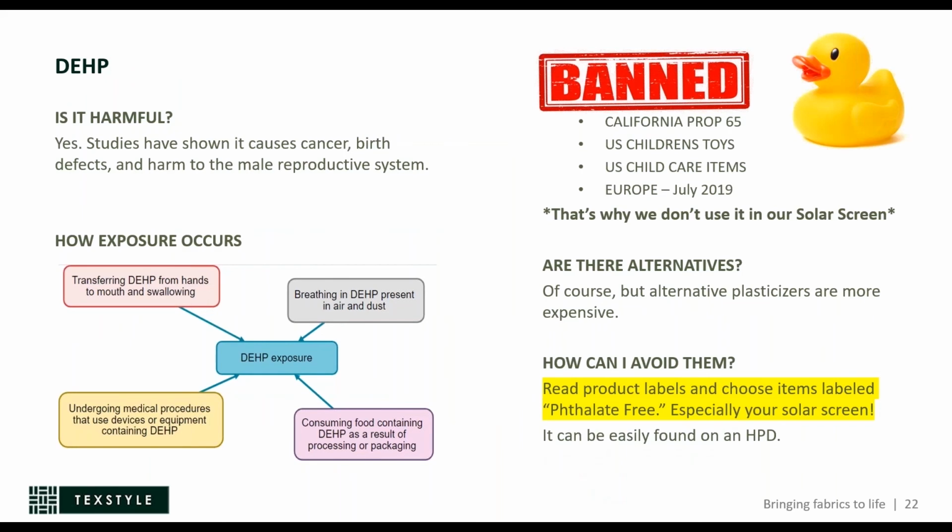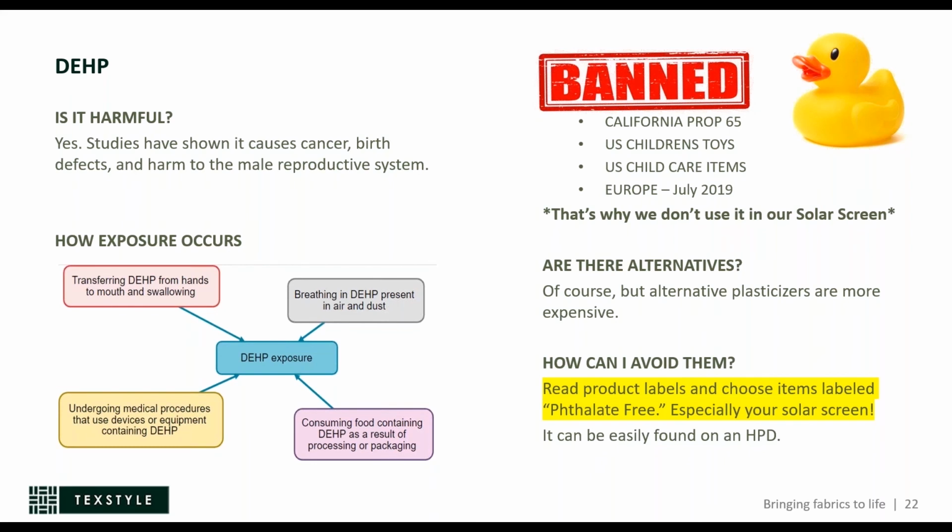Is DEHP, getting my acronyms confused, harmful? Yes. So there have been numerous studies on animals and limited studies on humans, but the majority have shown that high levels of exposure to DEHP can cause cancer, birth defects, and harm to the male reproductive system. None of that's good. You can be exposed to DEHP or any phthalate for that matter through swallowing it or consuming foods that use it, through the packaging or processing of the food, or from undergoing medical procedures that use equipment containing DEHP.